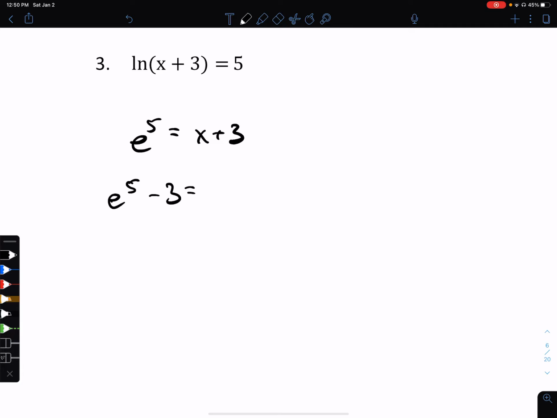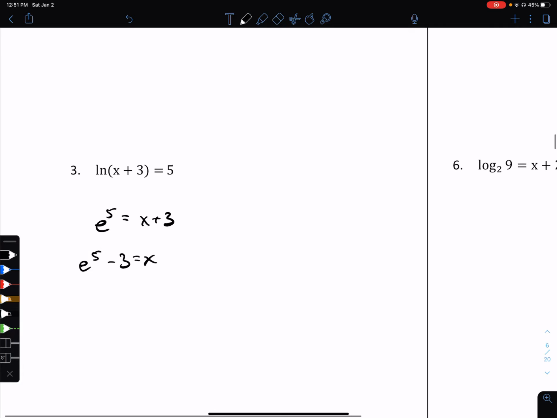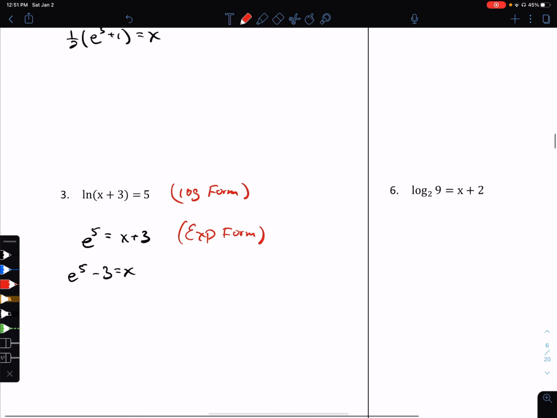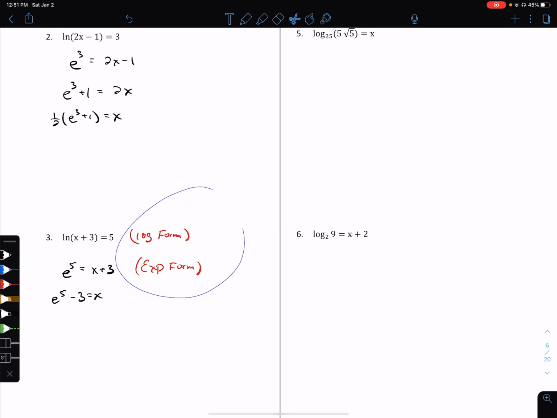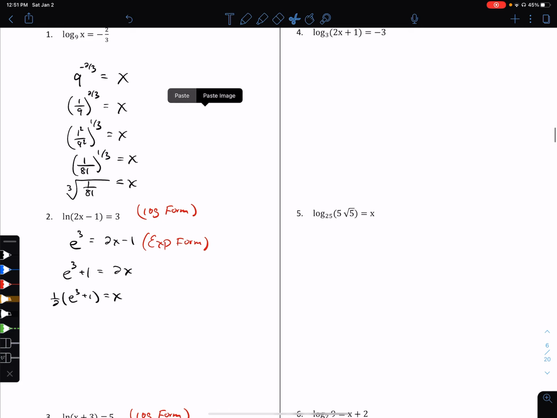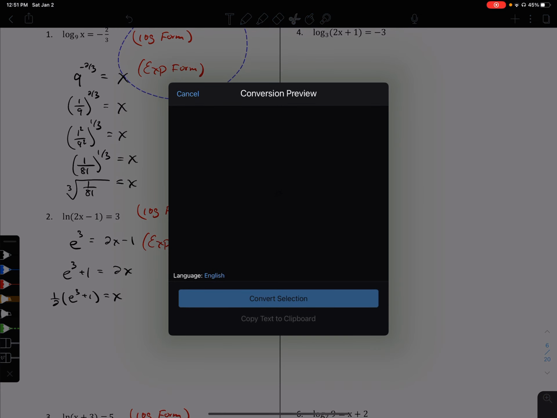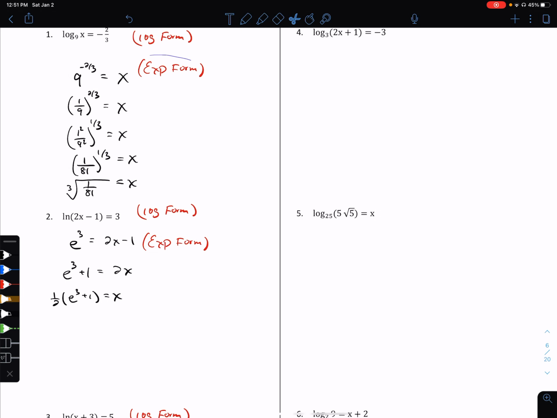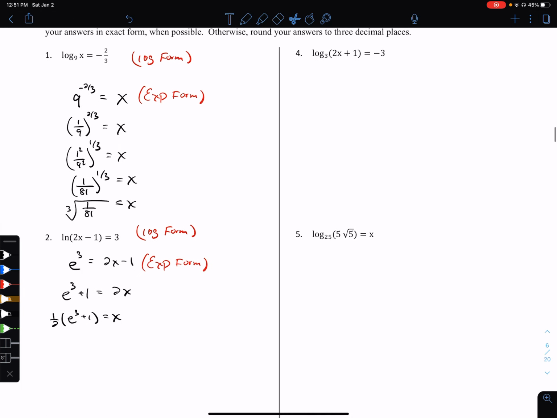I want to add something here to the notes to make this a little more clear. This is in log form, and this is in exponential form. You might look at this later and be like, I don't understand what happened. We just changed the form that it was in. That's the first thing that we looked at in the first video for the notes for this section.